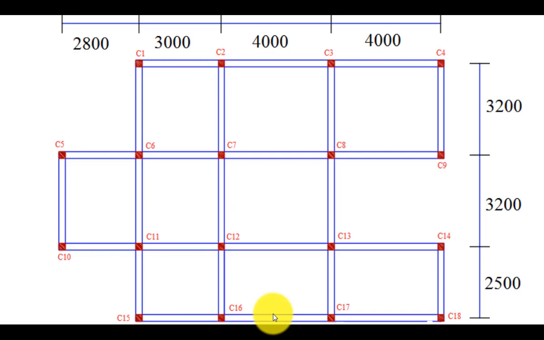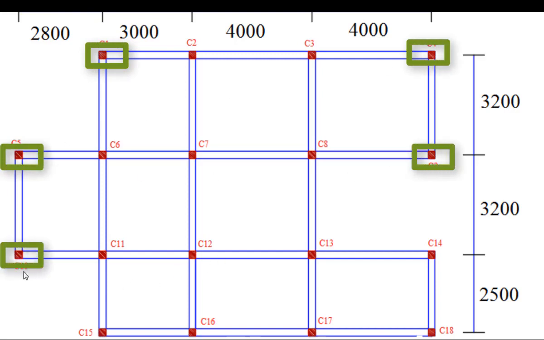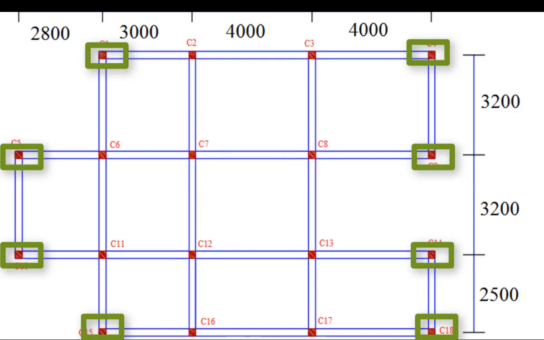Now let's take an exercise with this general arrangement using the 5 points that we've learned. The total number of columns here is 18, labeled from C1 to C18. The dimensions are given in millimeters. Now let's begin. C1, C4, C5, C9, C10, C14, C15 and C18 are biaxial columns because they are corner columns. They are situated at the corner of the panel.